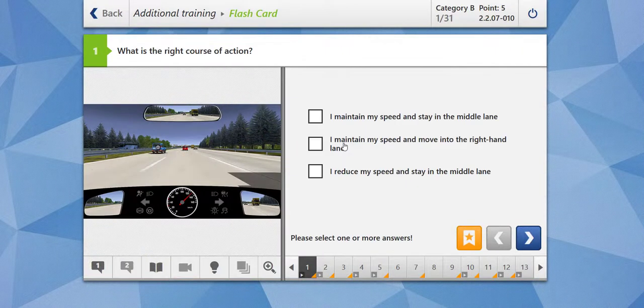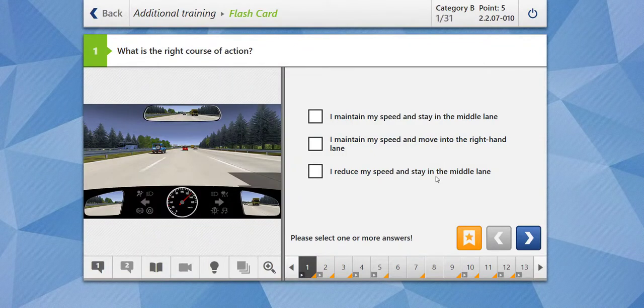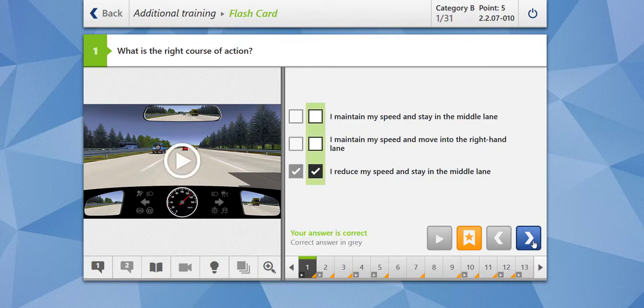Going to the problems. What is the right course of action? I maintain my speed and stay in the middle lane. I maintain my speed and move into the right-hand lane. I reduce my speed and stay in the middle lane. Now the important thing over here is, if you look at the image, this gray car is giving the indicator. So it might happen that this gray car wants to merge into the middle lane. So in order to maintain a sufficient distance from this red vehicle, you have to reduce your speed and stay in the middle lane. Let's check our answer. Our answer is correct.